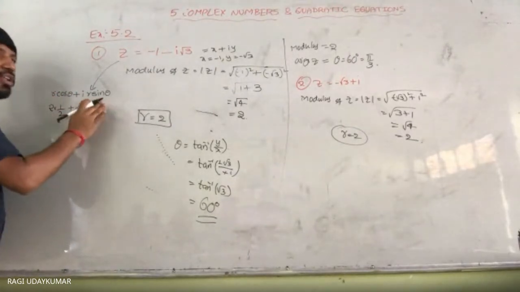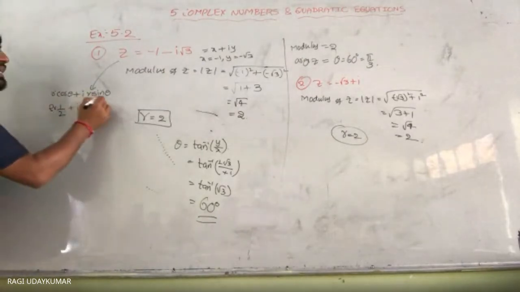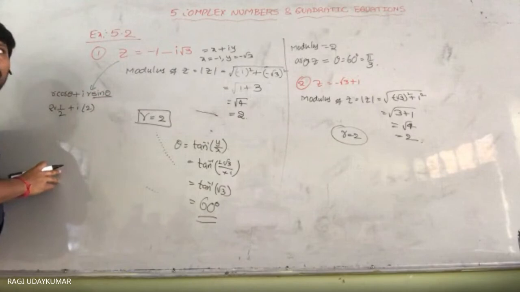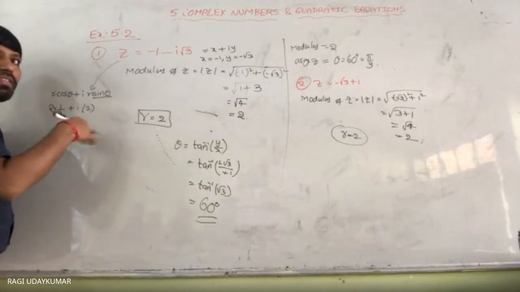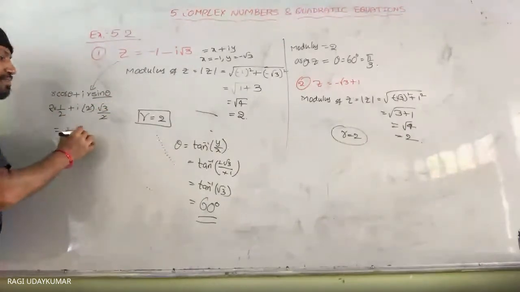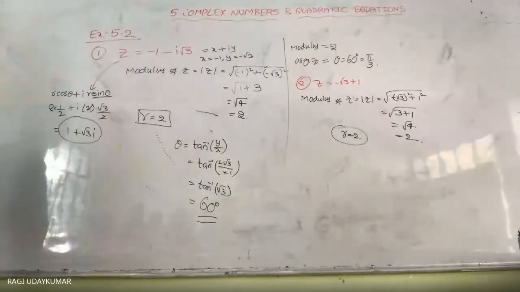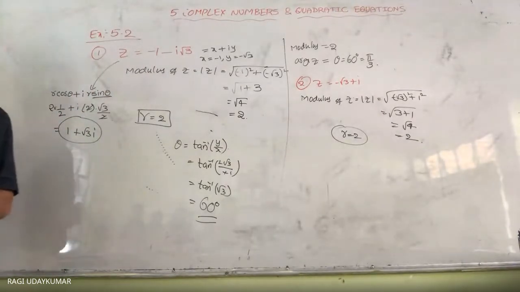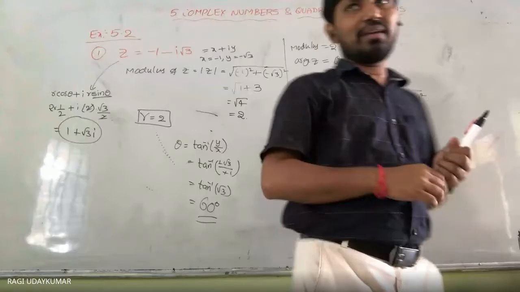Whenever you consider the angle here, sin theta, so r into sin theta, sin theta is nothing but root 3 by 2. So what are you going to get? 1 plus root 3 i. But the given number is minus 1 minus root 3 i. Where are you getting the difference? You try to identify. Do you understand what I am saying?